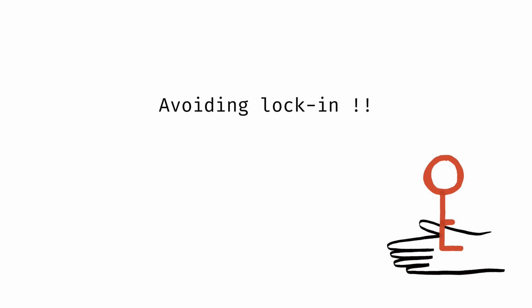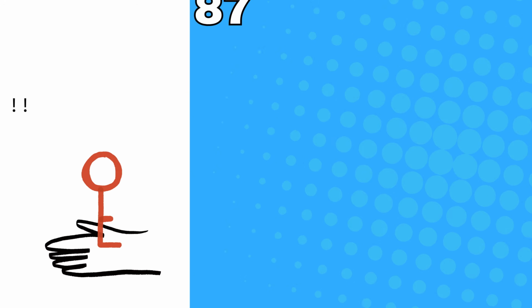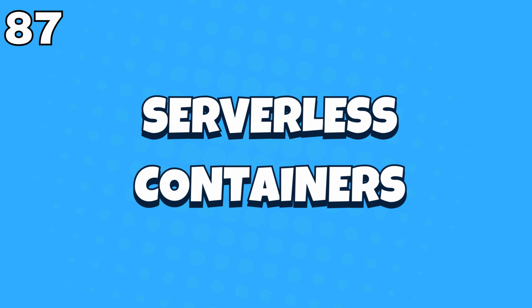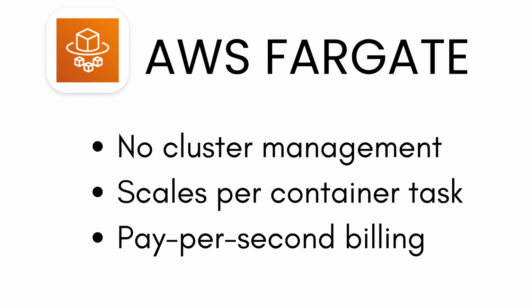Multi-cloud means avoiding lock-in. Design your Compose or Kubernetes YAML so you can switch from ECS to AKS or GKE with minimal friction. Imagine running Docker containers without managing servers. No EC2 instances, no nodes, just containers. That's AWS Fargate, a fully serverless compute engine for containers.